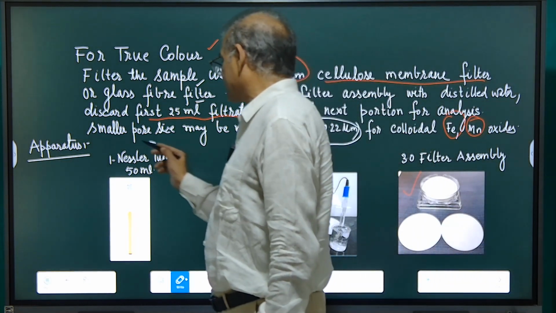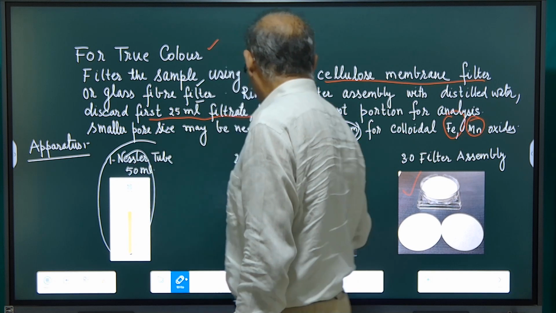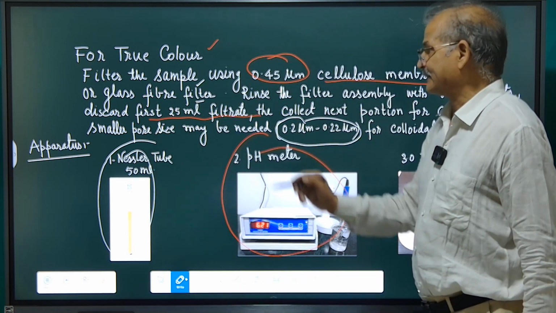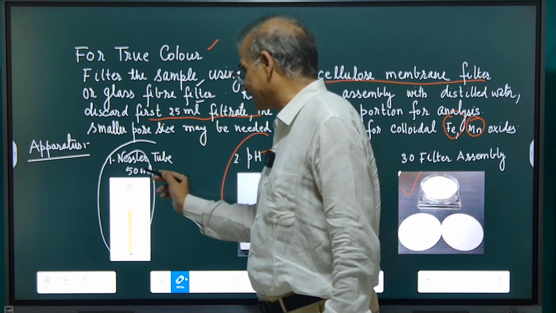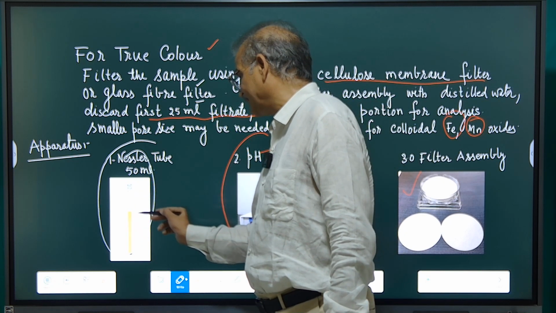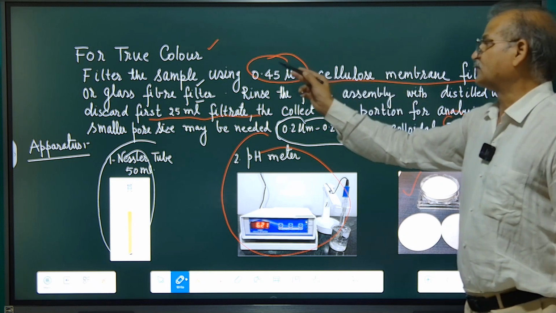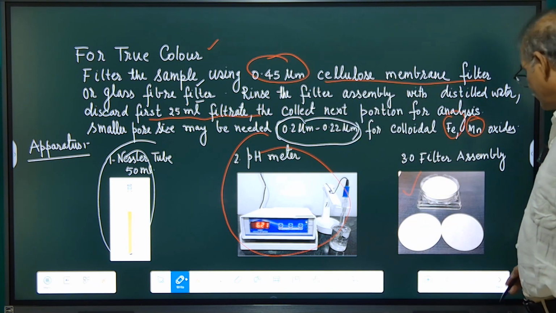Then this is the Nessler tube. We need Nessler tubes and a pH meter. These are the apparatus required for this test. We need matched Nessler tubes of 50 ml, then a pH meter, and then a filter assembly of 0.45 micrometer.